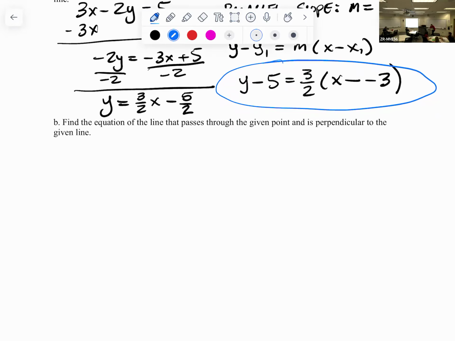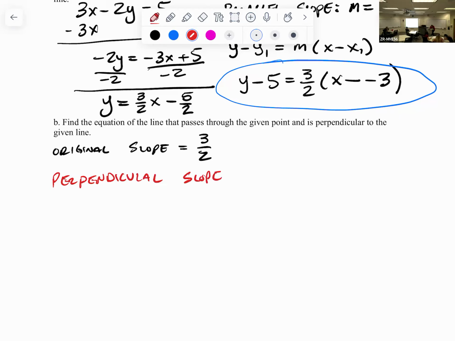Okay, find the equation of the line that passes through the given point and is perpendicular to the given line. So the original slope was 3/2. So the perpendicular slope is negative reciprocal. Negative 2/3.